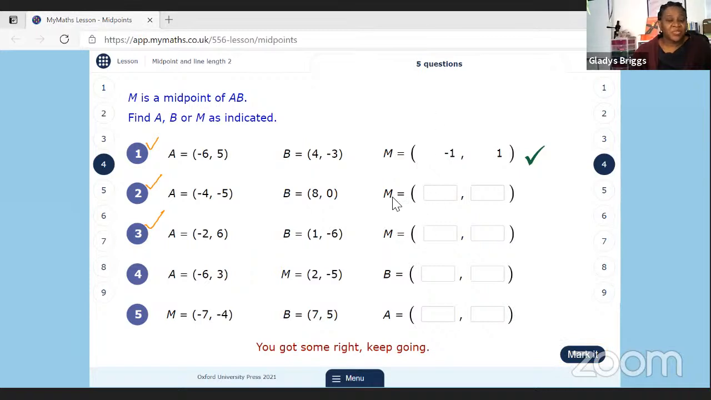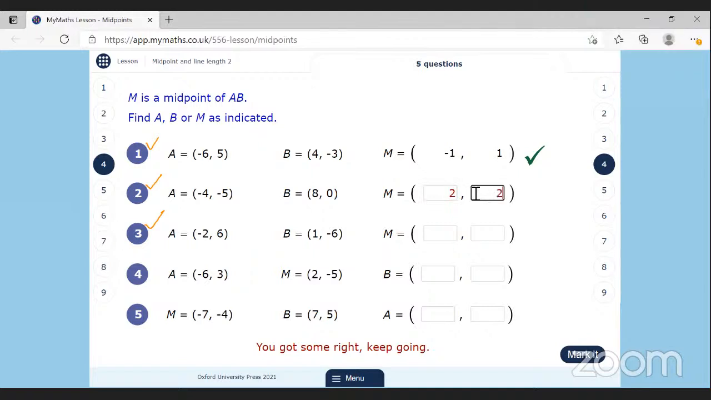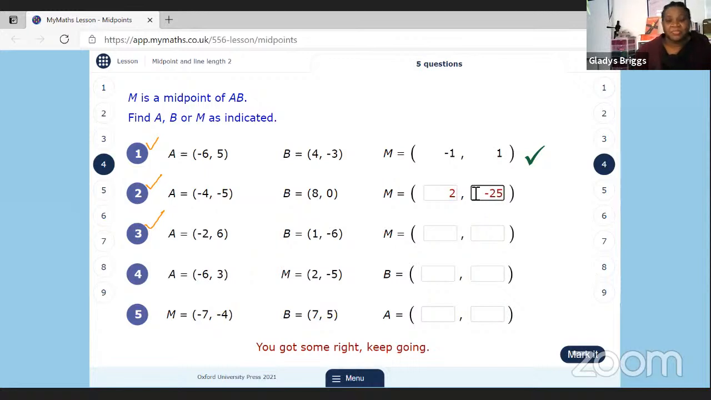Who wants to give us the answer for question 2 then? Abdullah, did you do it? Nope. You're just doing it now. 2 and 2.5. Okay, let's see. -2.5. All right, let's see. Did I get that right even? 0.5, okay. Well done, guys.